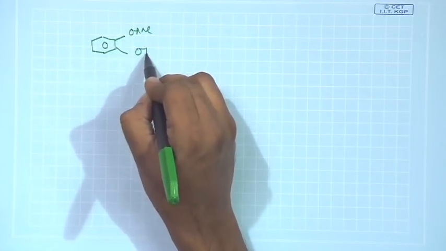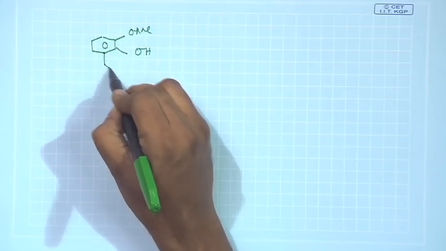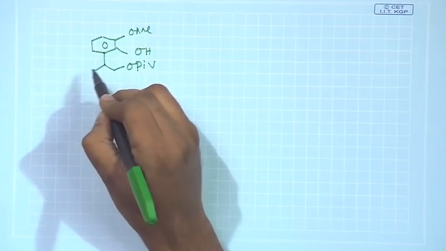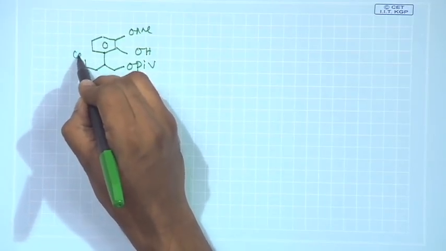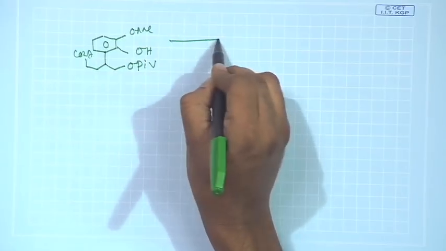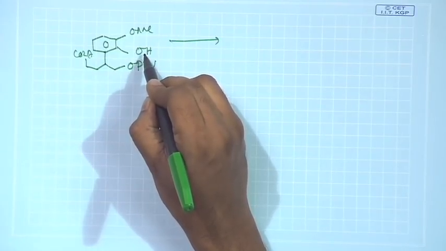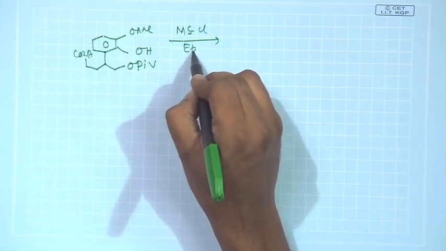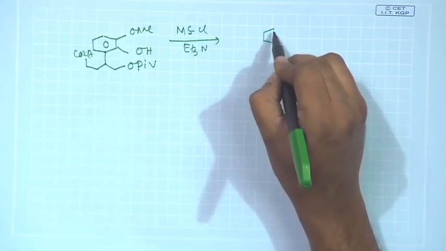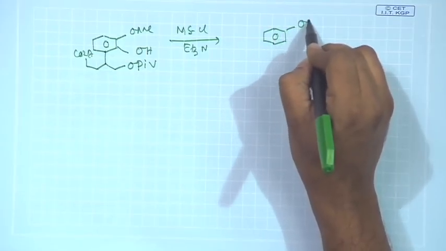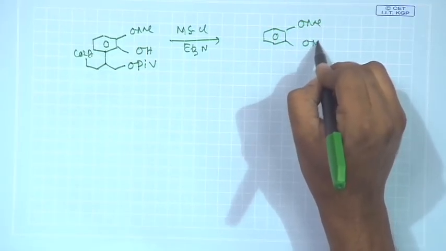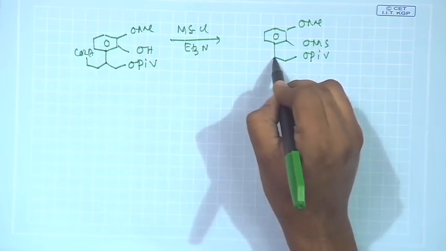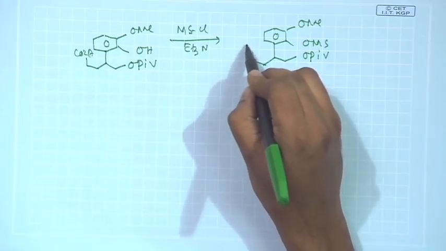The intermediate which was drawn on the earlier piece of paper has a structure something like this, and then, as I said, you need to do a mesyl protection of this free phenolic OH. You treat with mesyl chloride, triethylamine, and you get the corresponding mesylate derivative, the O-mesylate. This part remains similar.